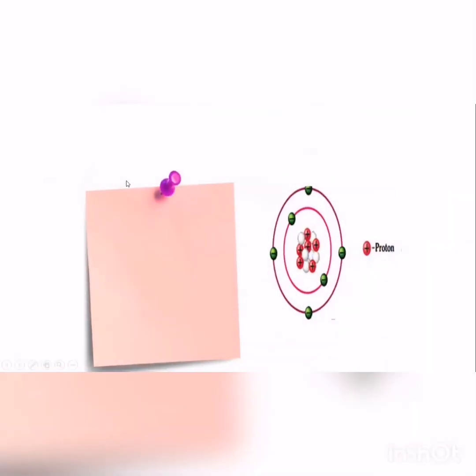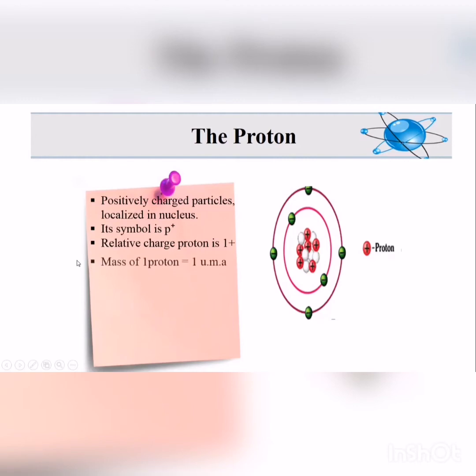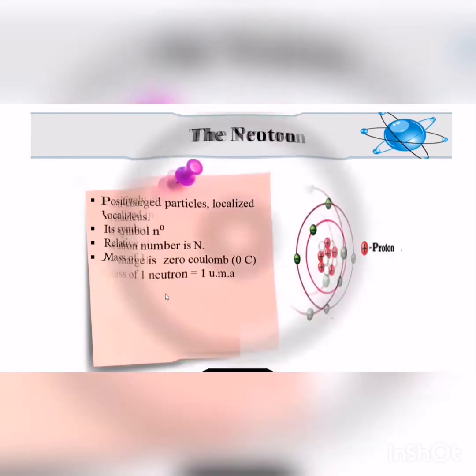Another constituent of the atom is the proton. The proton is positively charged. Here the proton is the red sphere. This positively charged particle is localized in the nucleus. Its symbol is P+. The relative charge of one proton is 1+, and the mass of one proton is 1 UMA. UMA is the unit of mass used for atoms.